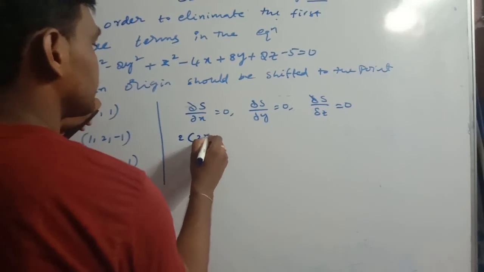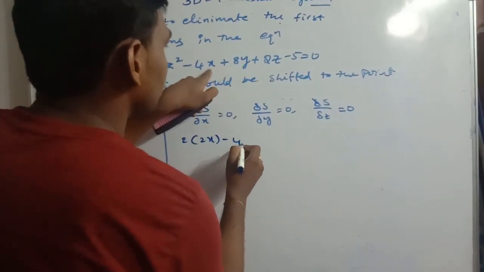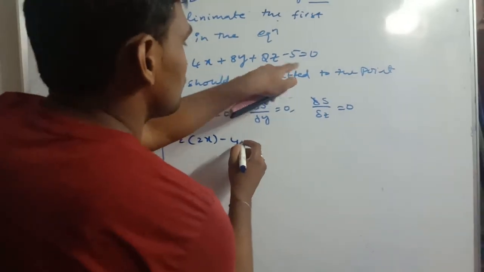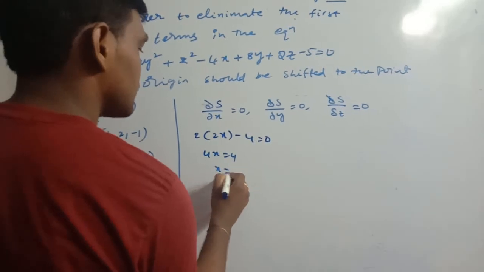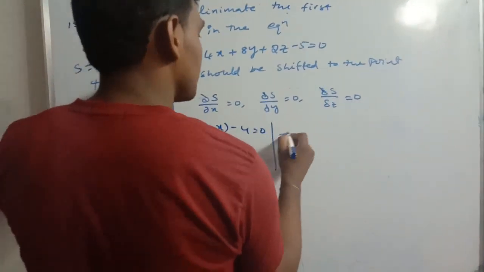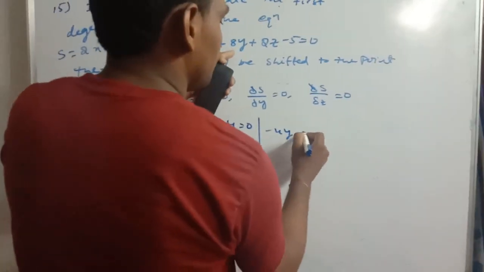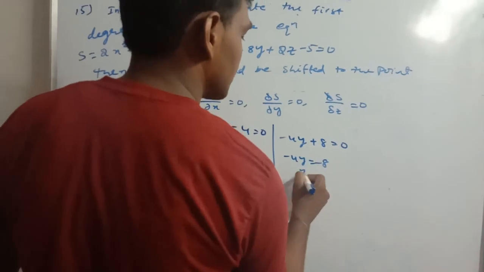So that means, suppose dou s by dou x is 0, that means with respect to x we have to differentiate. Now this gives 2 into 2x, the y term is 0, the z term is 0, this is minus 4, dou by dou x of x is 1. Now this is 0, this is 0, this is 0. Now here 4x is equal to 4 and x is equal to 1. And also with respect to y, dou s by dou y: this term is 0, this term is minus 4y and plus 8 is equal to 0. Now here 4y is equal to minus 8 and y is equal to 2.